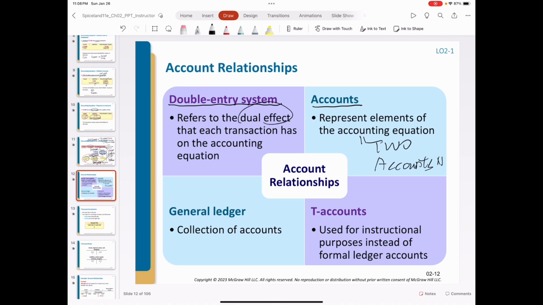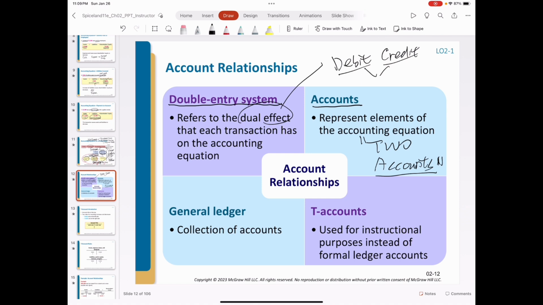But here, because I haven't introduced debit and credit, right? So I use a number of accounts. So actually dual effect means we will record debit and credit. We will debit one account and credit the other account. Okay, but right now I haven't used debit and credit, these two terms, in the examples. So I use two accounts instead. In summary, the double entry system has an impact on at least two accounts, and at least one account will be debit or credit.